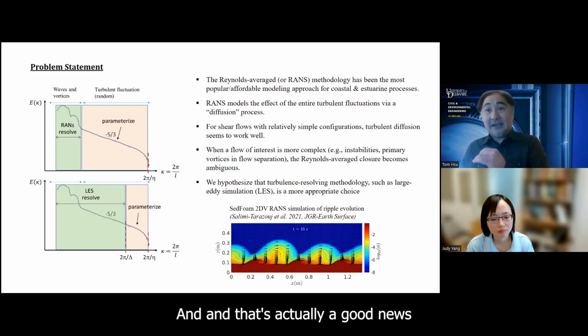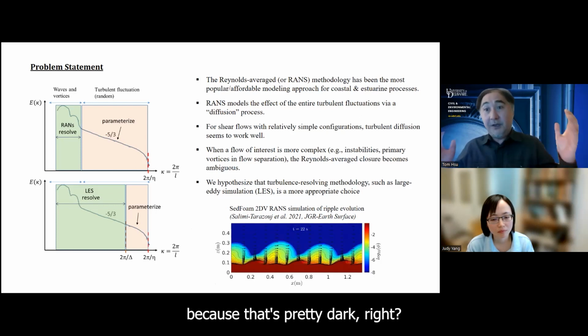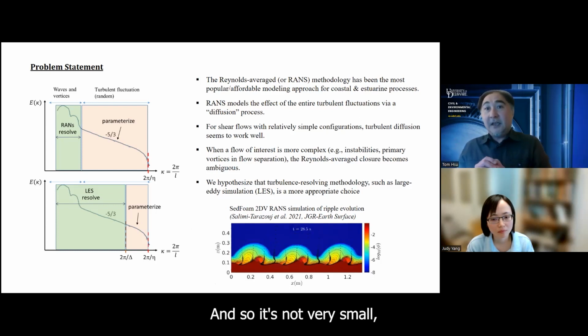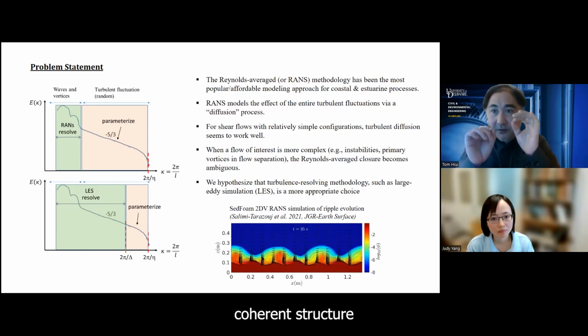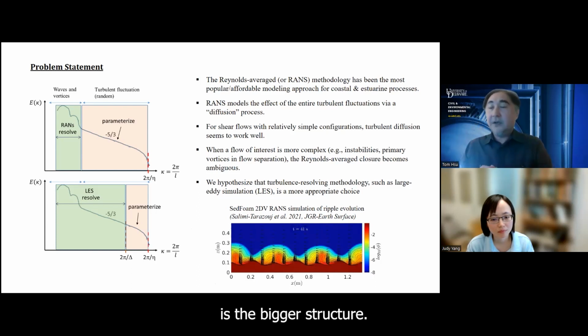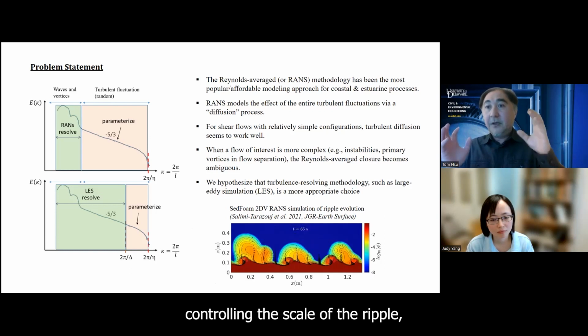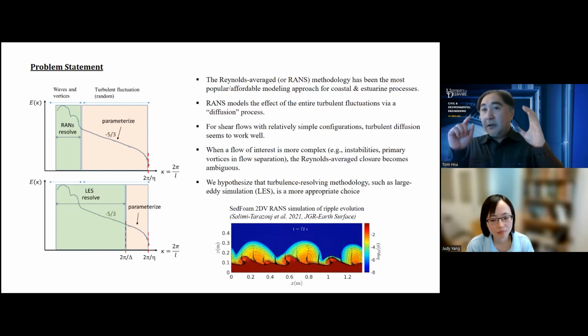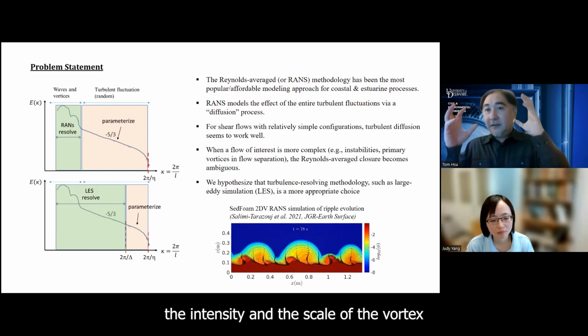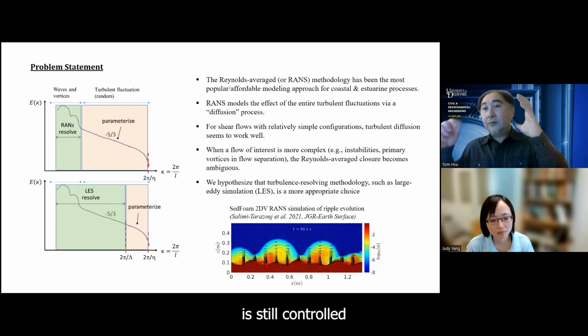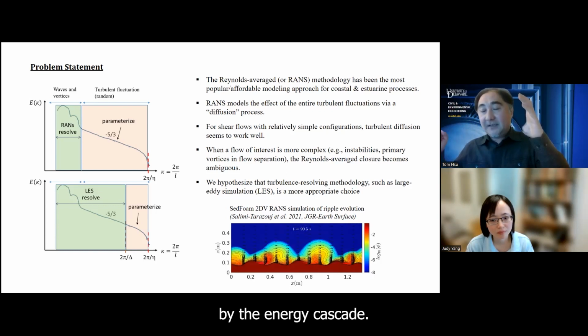And that's actually good news, right? Because that's pretty big. It's not a very small coherent structure, it's the bigger structure. But my concern, and the purpose of my talk today, is that even if you think that it's the big vortex controlling the scale of the ripple, however, the intensity and the scale of the vortex is still controlled by the energy cascade.